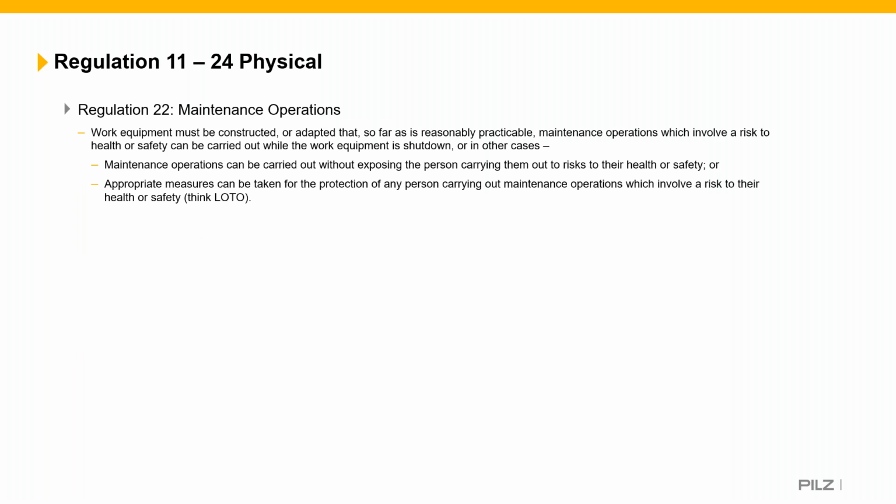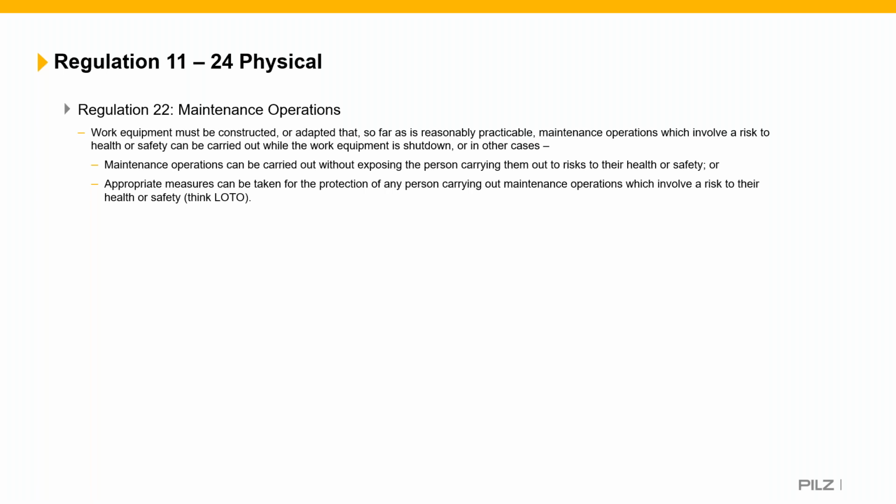22 looks at maintenance. So an expansion of what was in Regulation 5, the management side of it. But here it talks about the fact that it must be constructed or adapted so as far as is reasonably practicable, that maintenance can be carried out without any risk to health and safety. And that also, wherever possible, it can be shut down so that we don't have any risk. So lock out tag out, or LOTO, as it's commonly known, is a good thing to look at having implemented here.